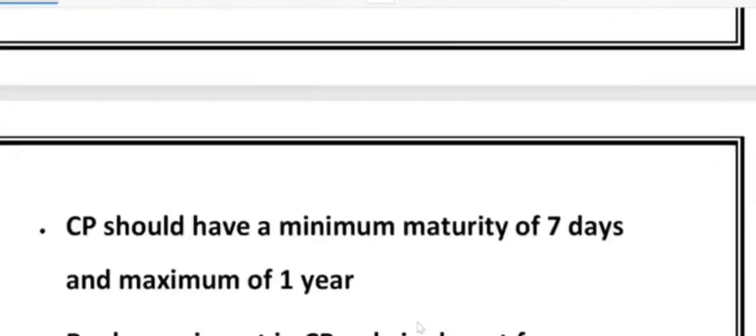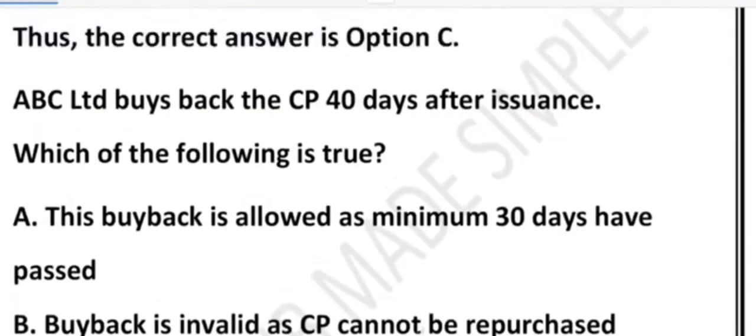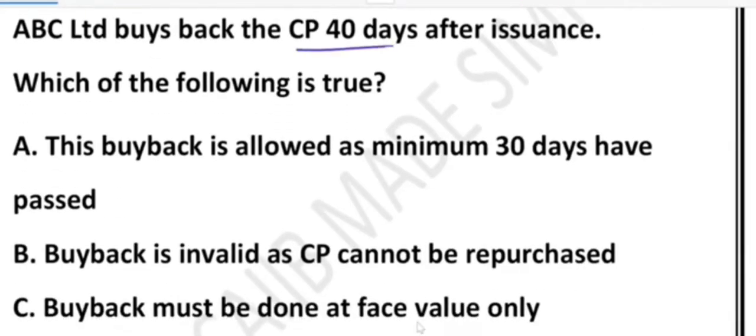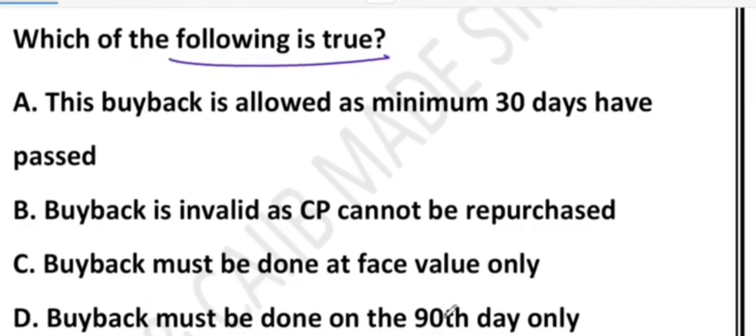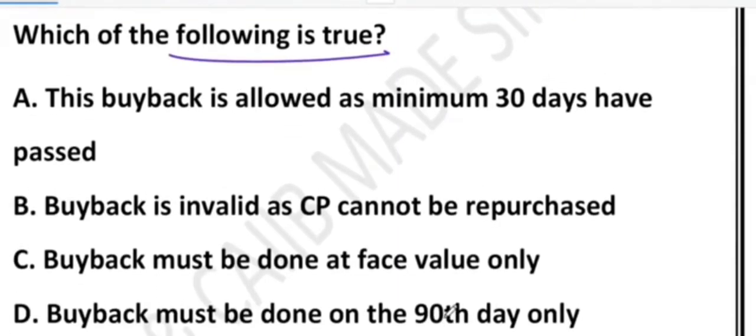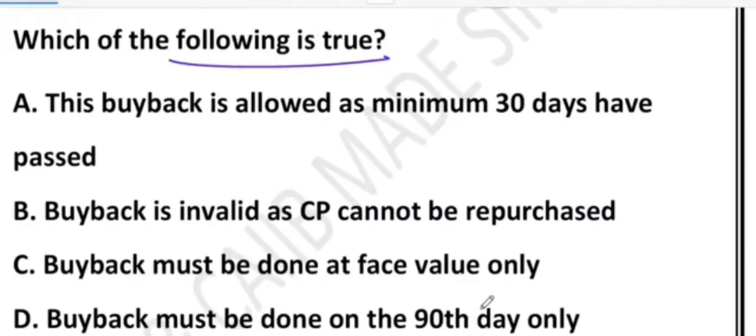Now friends, have a look at another question based on the same discussion. ABC Limited buys back the CP 40 days after issuance. Which of the following is true? Option A, this buyback is allowed as minimum 30 days have passed. Option B, buyback is invalid as CP cannot be repurchased. Option C, buyback must be done at face value only. Option D, buyback must be done on 90th date only.